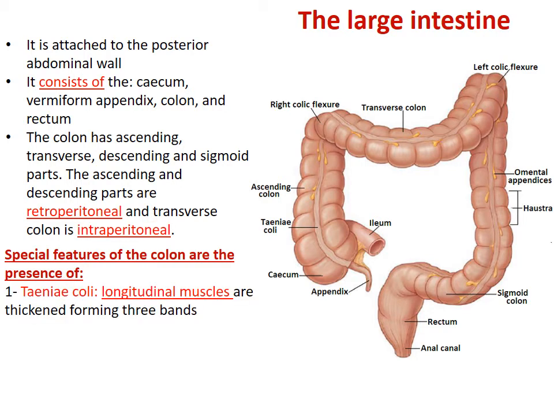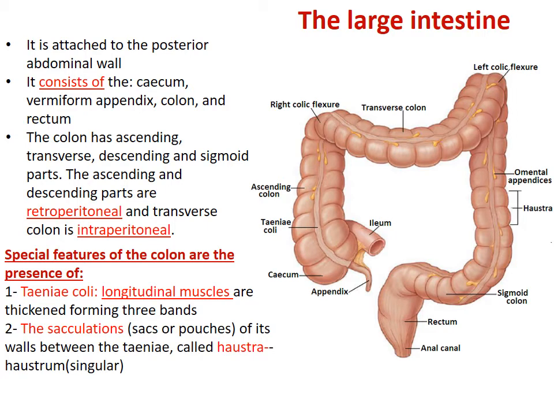Special features of the colon, number one, tinea coli: the longitudinal muscle is thickened, forming three bands. Now, there is a good story regarding this tinea coli and haustrations, right? Tinea coli, sacculation. Sacculation means a sac-like structure. So you can see these are sac-like structures, right? So this whole large intestine is multiple sac-like structures, which is called sacculation. Anything that is segmented is sac-like, sacculation, right?